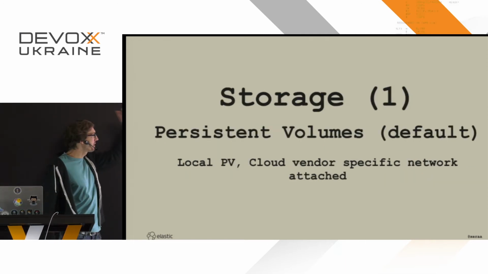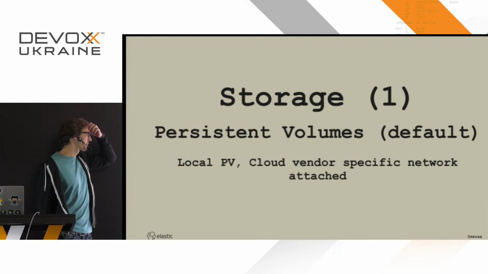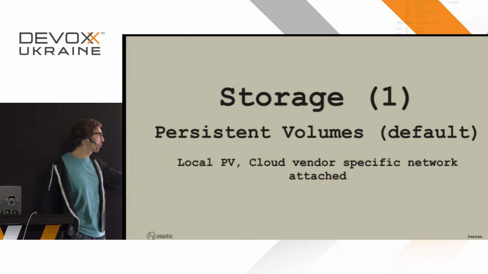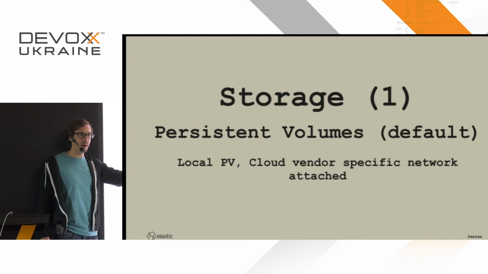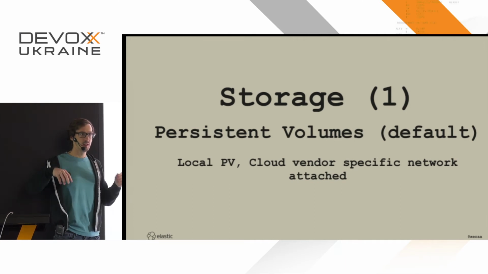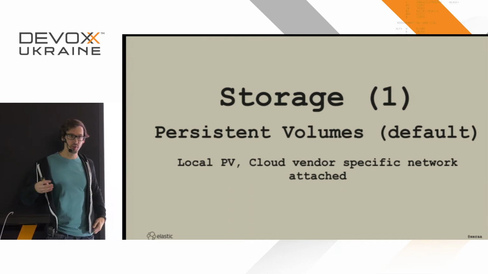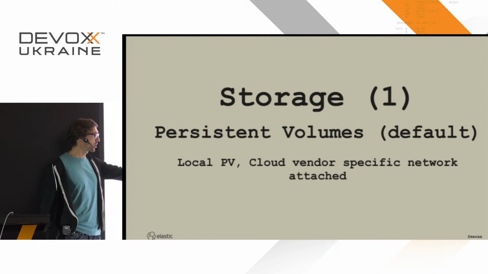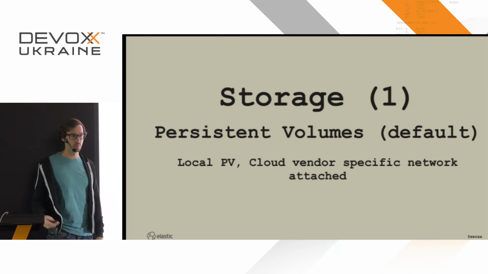Generally, we have persistent volumes by default, and that is what we would use. So either local persistent volumes, or if your cloud provider has something, like Amazon has EBS, the Elastic Block Storage, or whatever your cloud provider has, you can just use those as your persistent volumes.